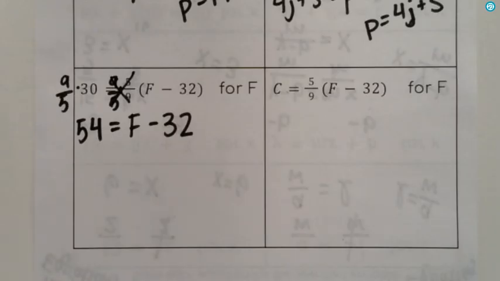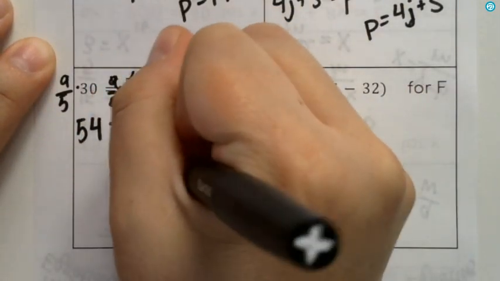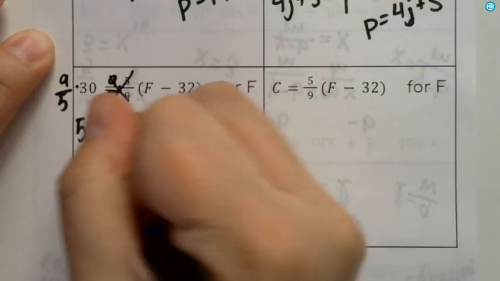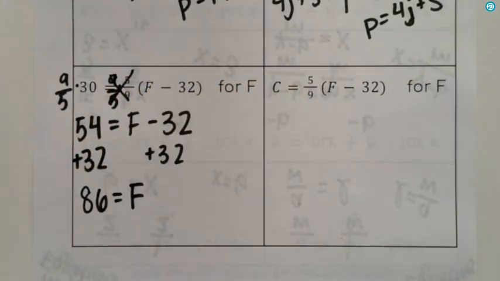Okay. And then we've got F minus 32. To get the Fahrenheit by itself, we're just going to add 32 to both sides. So I've got 54 plus 32, which is 86, equals F. So that means 30 degrees Celsius is 86 degrees Fahrenheit. Let's check to see that that's actually true. 30 degrees Celsius to Fahrenheit is... Google's being really slow. Yeah, 30 to 86.